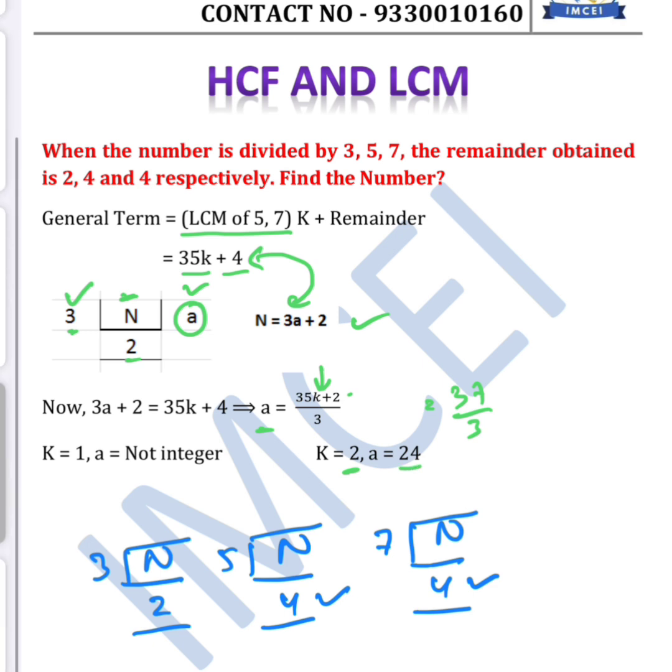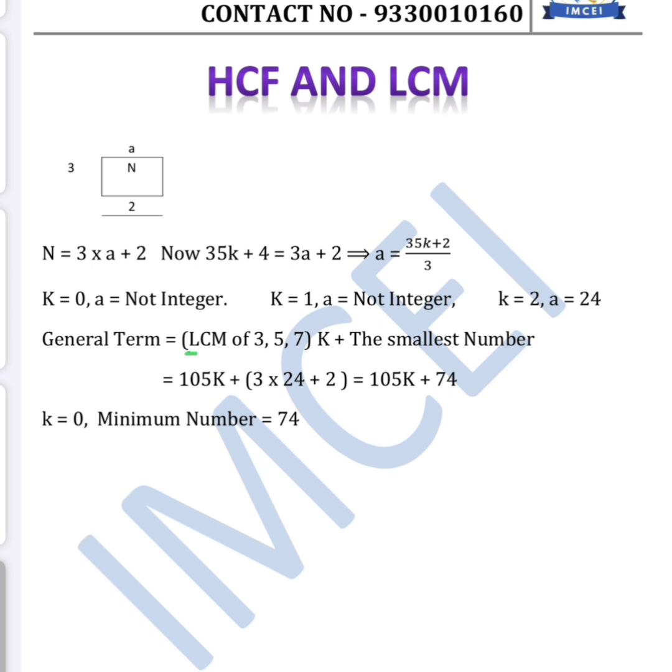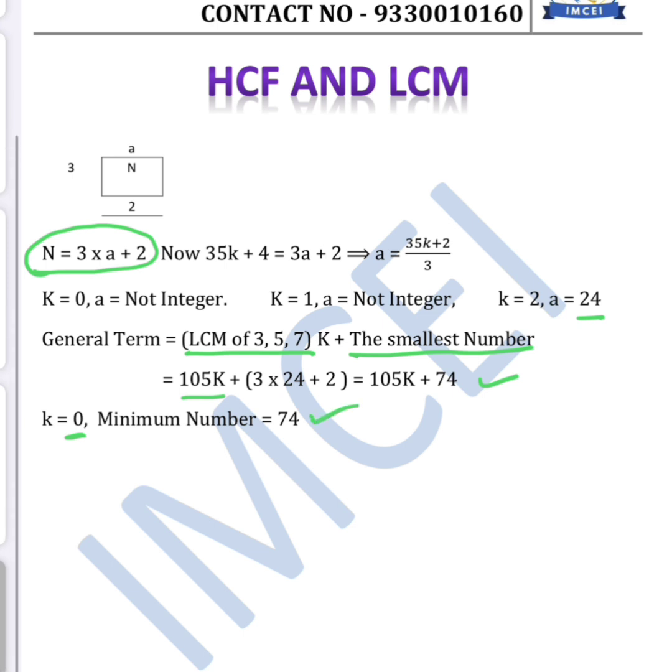So now the general term will be LCM of all the divisors, which are 3, 5, 7, which is 105k, plus the smallest number. Here the smallest number is n equals to 3a plus 2 and a equals to 24. If we put 24, we'll get the smallest number, which is 105k plus 74. Now if I put k equals to 0, we get the first number, which is 74.